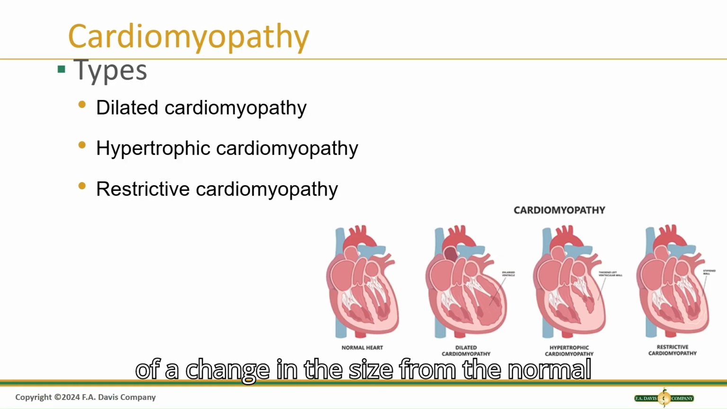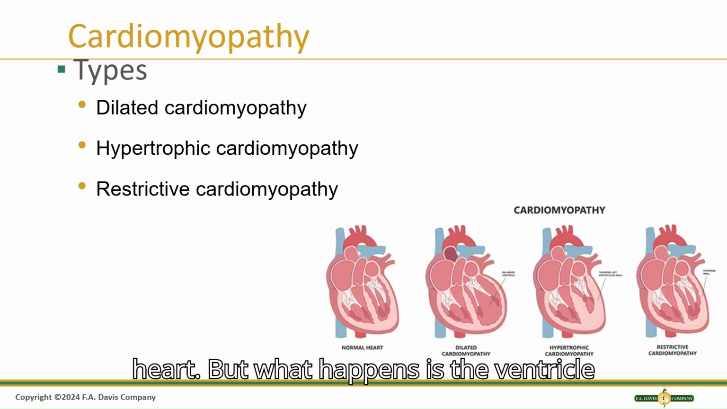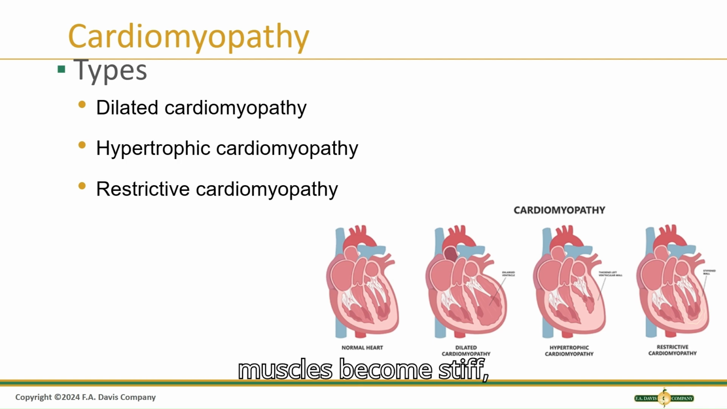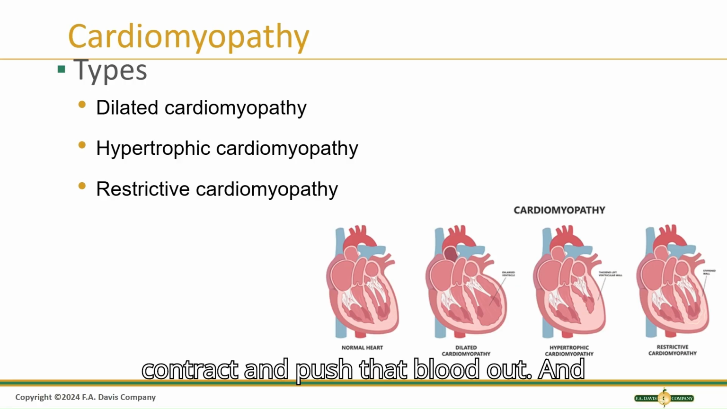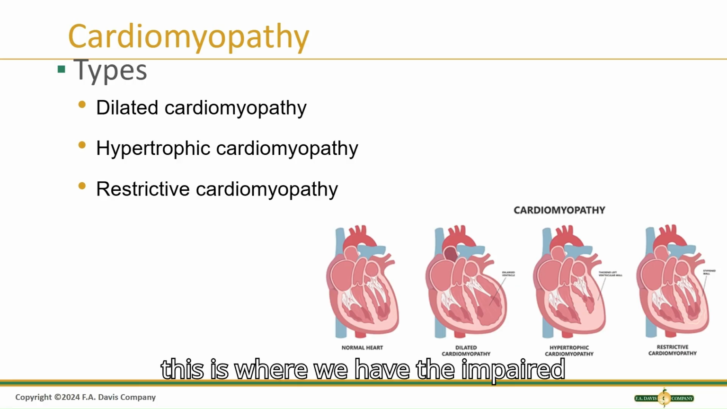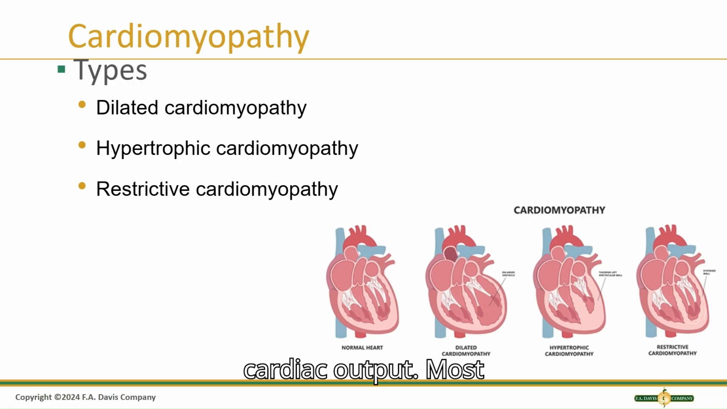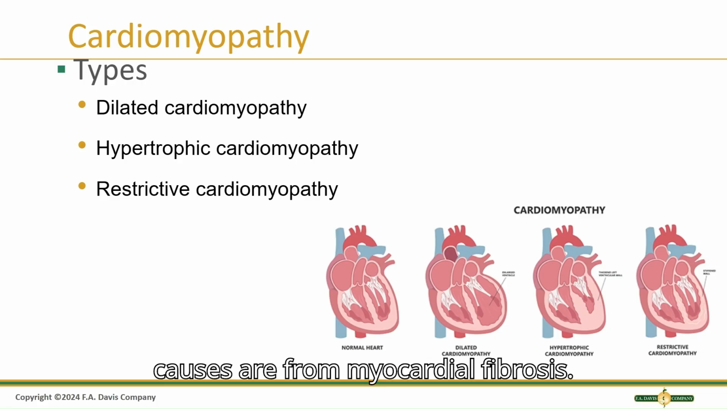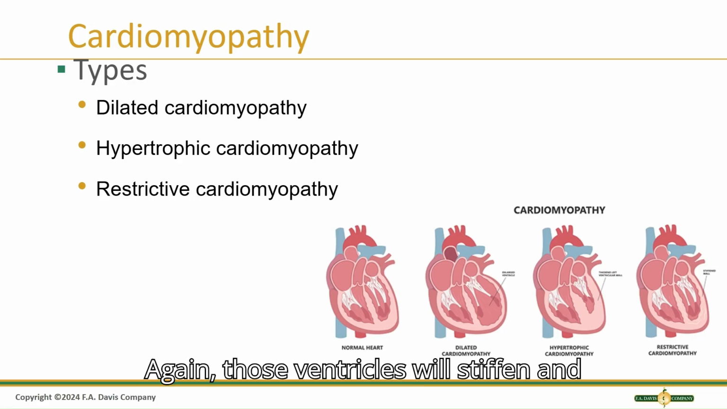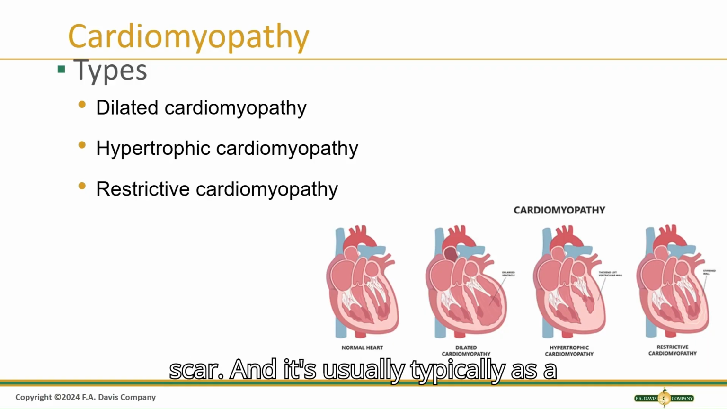Typically, we see signs and symptoms when we have an increase in oxygen demand. Hypertrophic cardiomyopathy is the typical cause of sudden cardiac death in young adults. And again, this is the result of life-threatening ventricular dysrhythmias due to that increased oxygen demand, poor cardiac output, and reduced ejection fraction.